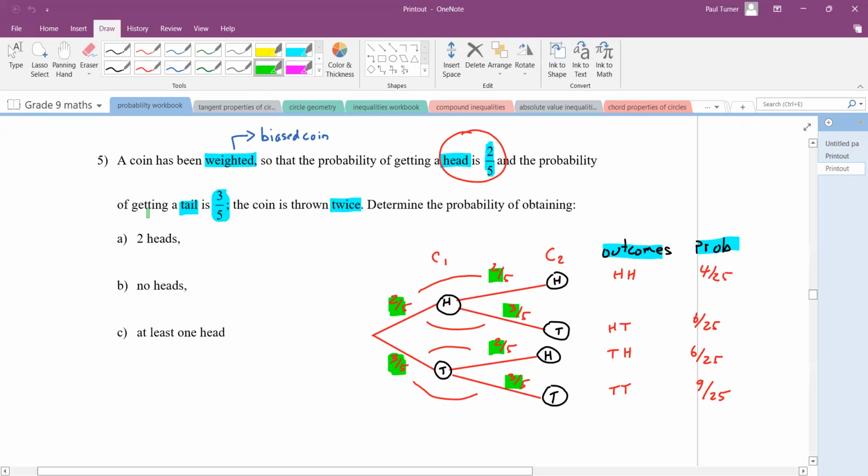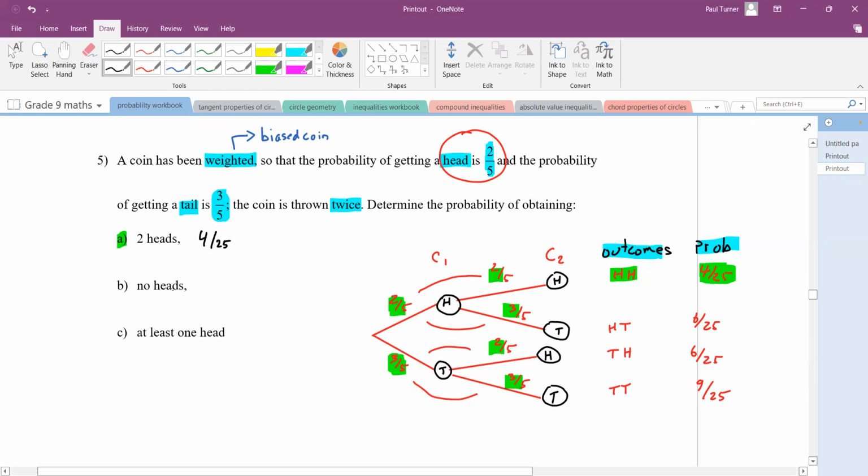So your first question is 2 heads. So we go to look at our diagram and then see where we have 2 heads, which is here. The probability of getting 2 heads will be 4 on 25. There's only one way to do that. So we'll get 4 out of 25 for your probability.